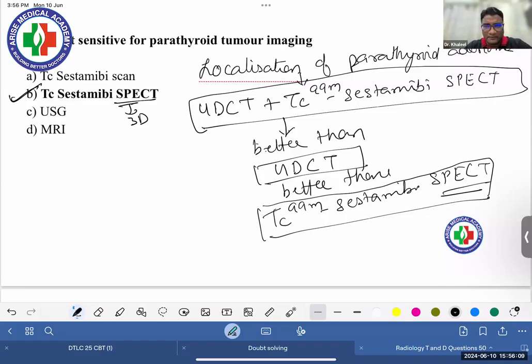Don't mark CT if only CT is given. Only when the word 4D is clearly mentioned, then you answer it. Otherwise, choose Sestamibi SPECT. Don't mark CT scan and come and argue with me tomorrow. Mark only when there is 4D CT. Is this clear, all of you? SPECT is 3D imaging, so it will be better than only Sestamibi. Be careful with that. Next thing.